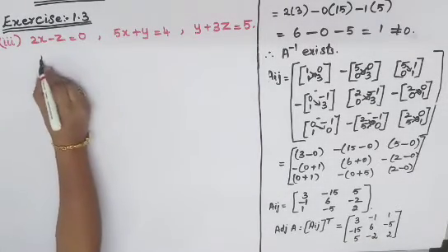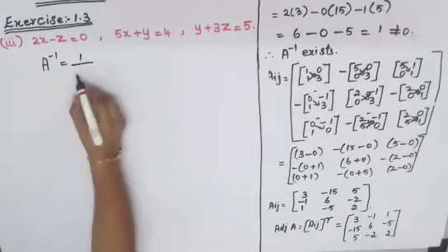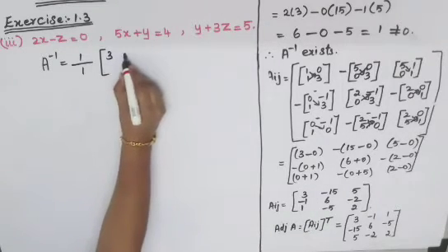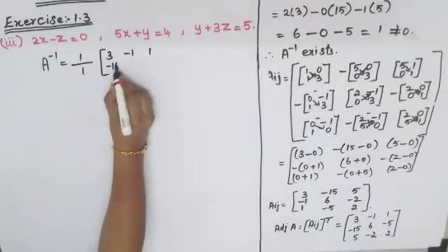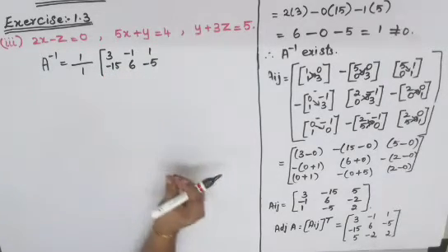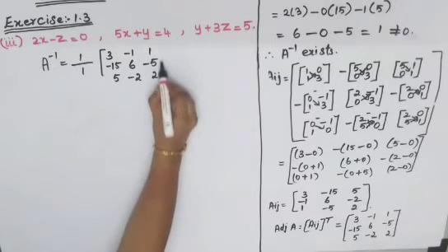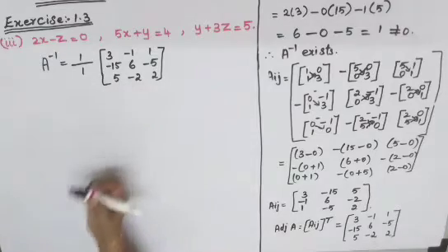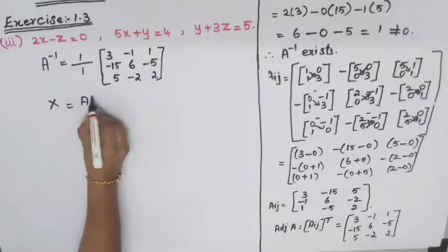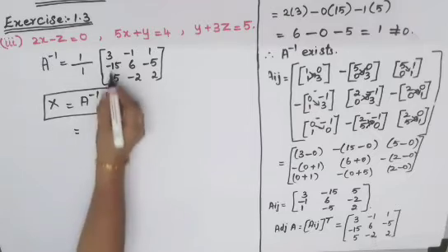You have to find A inverse. So A inverse is equal to 1 by determinant of A, that answer is 1, into your adjoint of A, we have got it here. So it is 3 minus 1, 1, minus 15, 6 minus 5, then 5 minus 2, 2. So this is your A inverse. Now we will have to find x. X is equal to A inverse B. So just substitute this A inverse here.